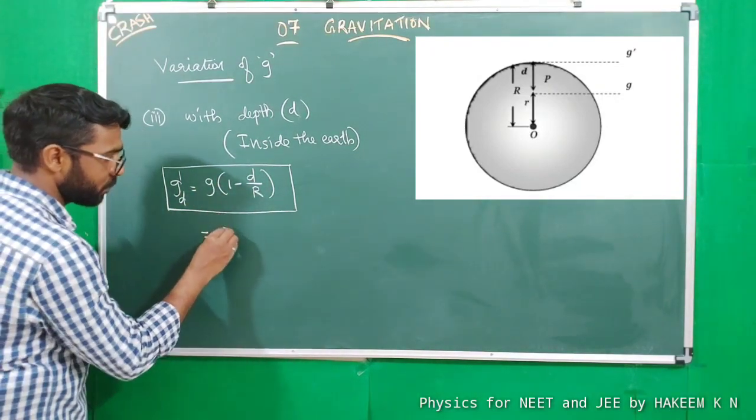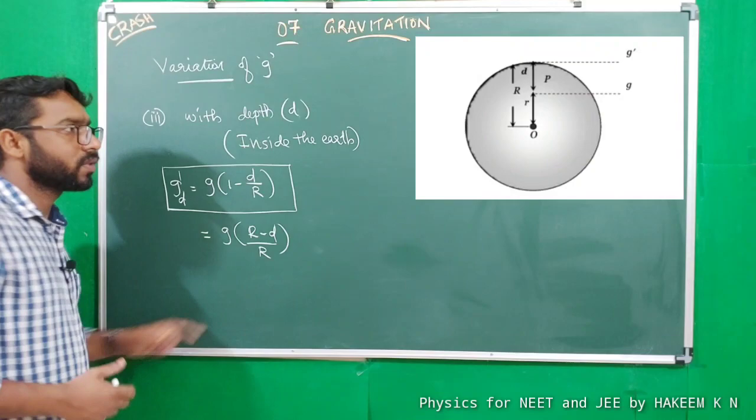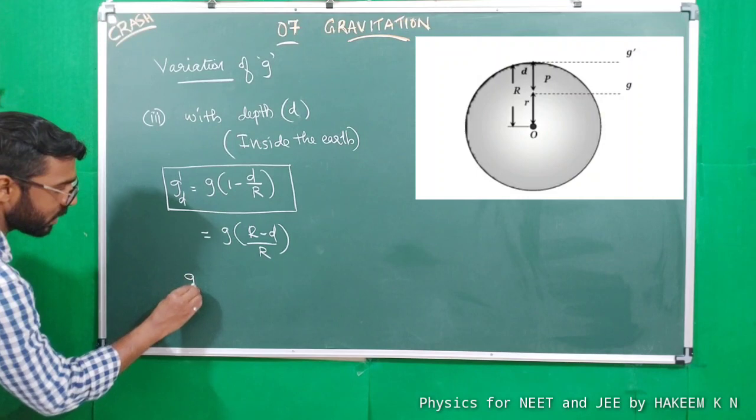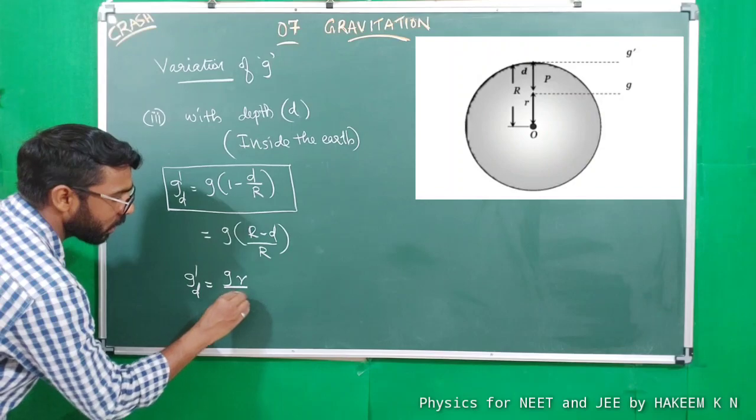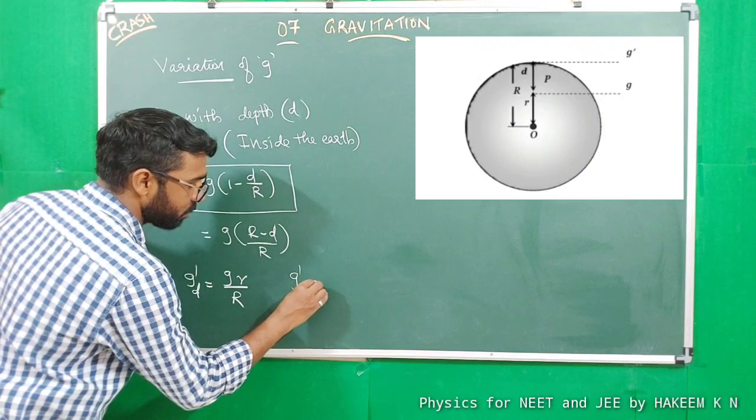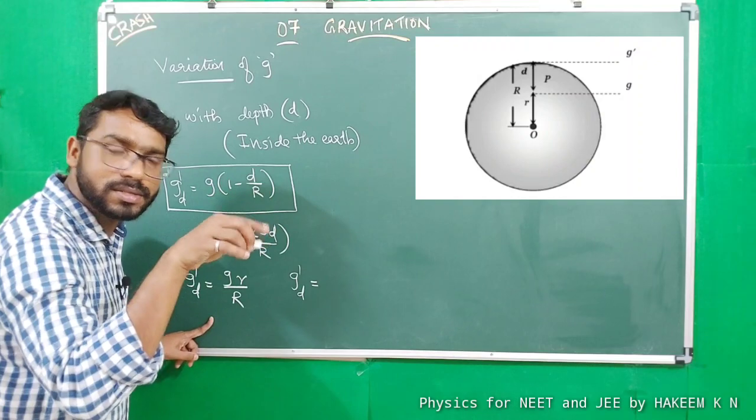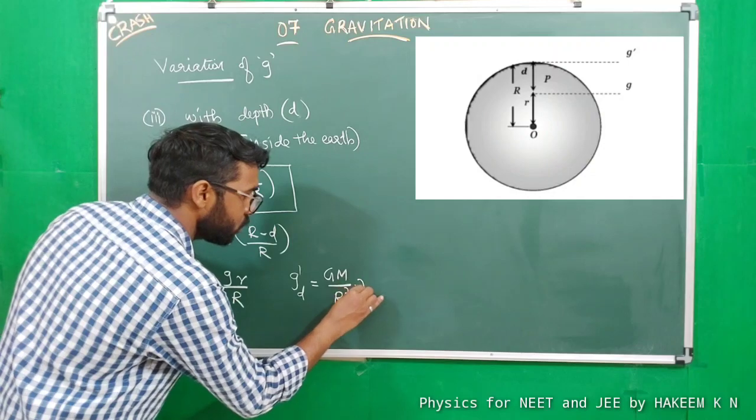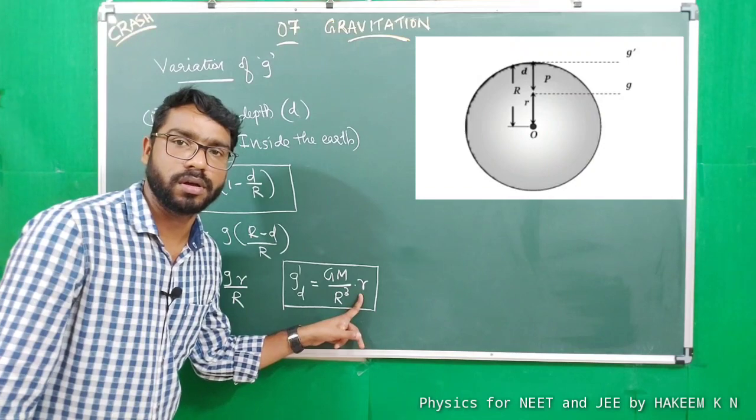And here we can say g into r minus d by capital R. R minus d is small r, distance from the center. So we can say g dash with depth equal to what? G small r by capital R. Or g dash with depth equal to, we can write what? Small g, GM by R square. So we will get GM by R square into R cube into small r.